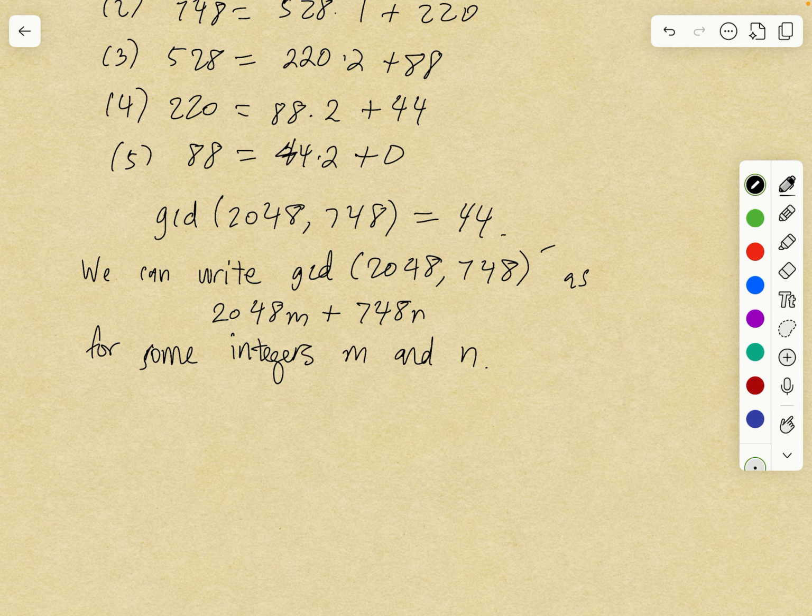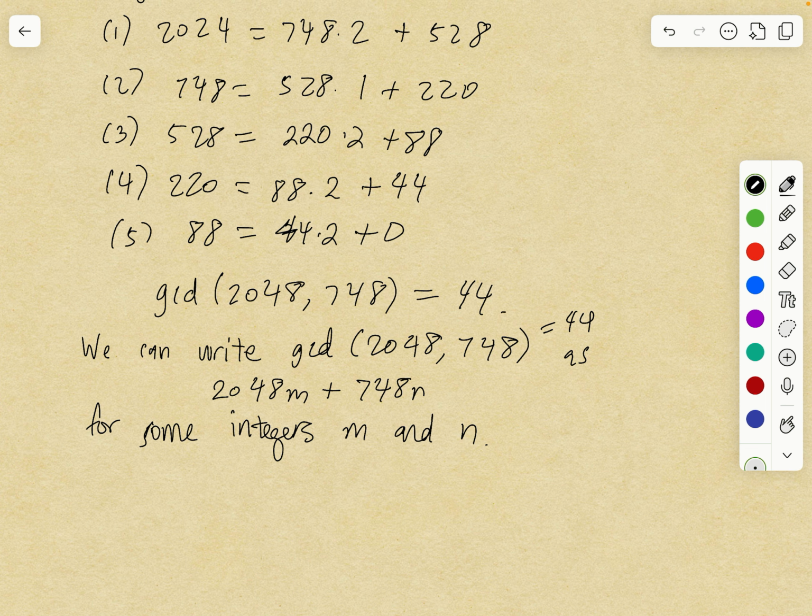Well, we know that the GCD in this case is 44. So we can find integers m and n such that 2024m plus 748n equals 44. Okay, how do we do that? Well, we use the equations that we found before. If you look at the first equation, we have these two starting numbers, 2024 and 748, and we can write 528 in terms of those two numbers.